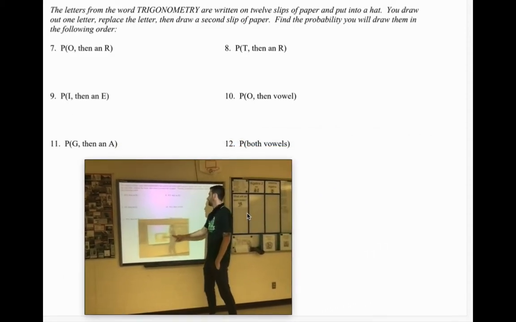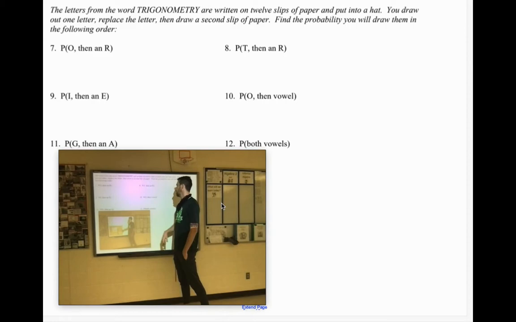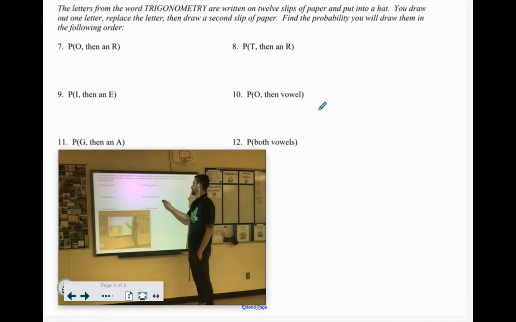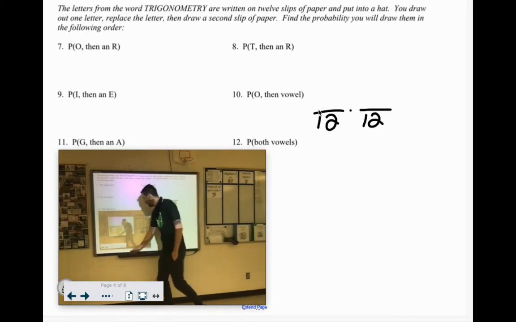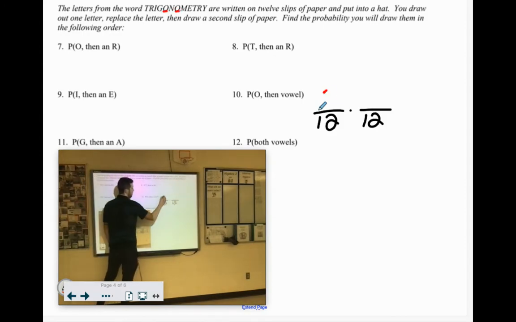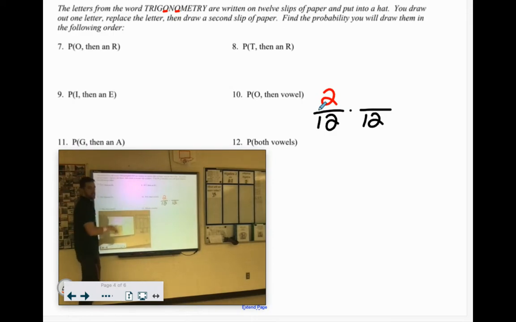So let's go with number 10. With the probability we're going to get an O the first time and then a vowel the second time. Remember, there's 12 slips. We take one out, we look at it, we put it back in, so there's going to be 12 the second time too. Now, how many of the letters of trigonometry are O? I want to see 1, 2. So 2 out of 12. We put it back in.